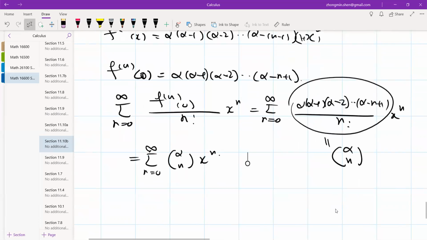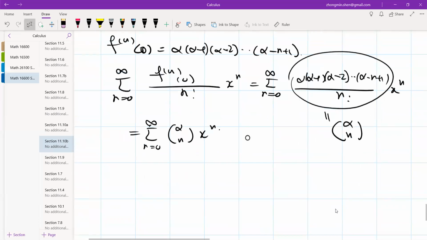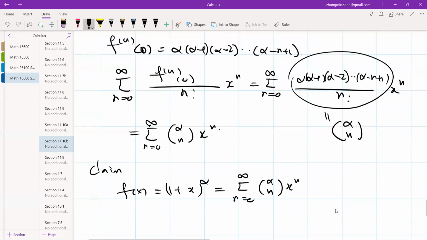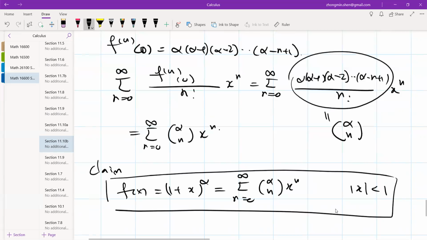We still have a question whether or not this converges to the function. We can prove that. So the claim is that f of x equals 1 plus x to the alpha is going to be equal to this series for absolute value of x less than 1. So you do have this formula.